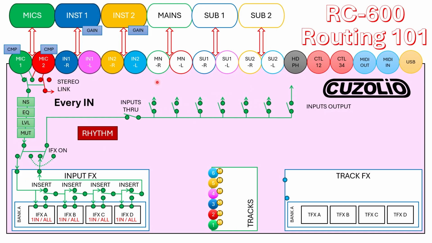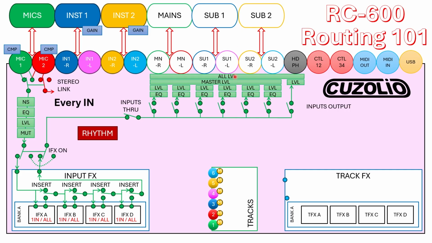So now let's look at all of the outputs together and what options they have. First off, the mains and the 2 subs all have EQ sections, but the headphones does not. Each one of these is its own 4-band EQ. Each one of these has its own level parameter to control. If you want to control all the mains and subs at the same time, you would control the master level. And if you wanted to control all 7 together, that would be the all level.